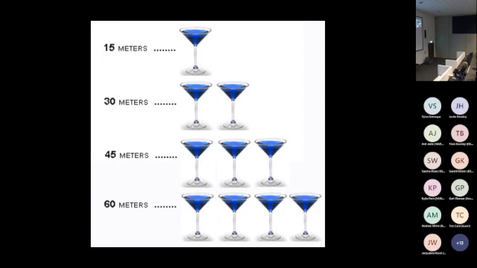So again, all of these have to do with physics and partial pressures, but be aware that it's not just the bubbles. There's a lot of things to it.